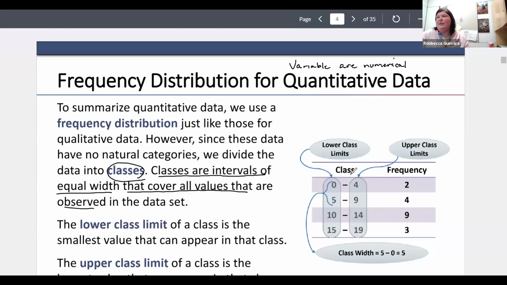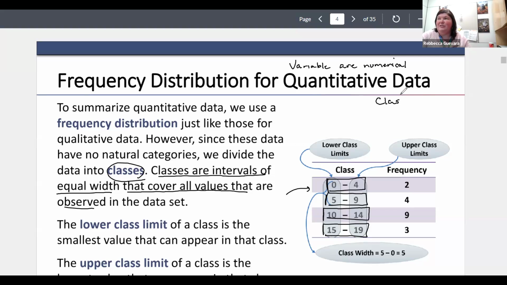We have this data set over here. So my class here is everything from 0 to 4. This is everything from 5 to 9. This is everything from 10 to 14. And this is everything from 15 to 19. Okay, so we talk about width right here.